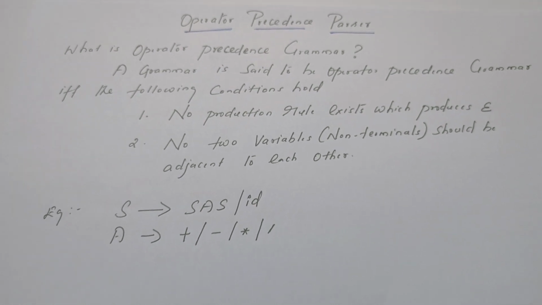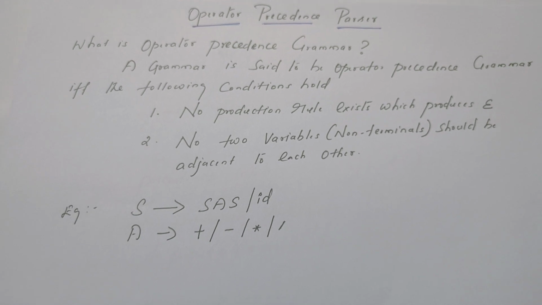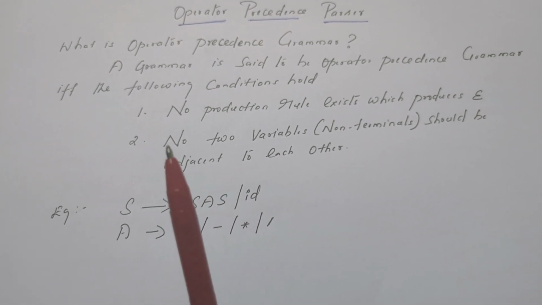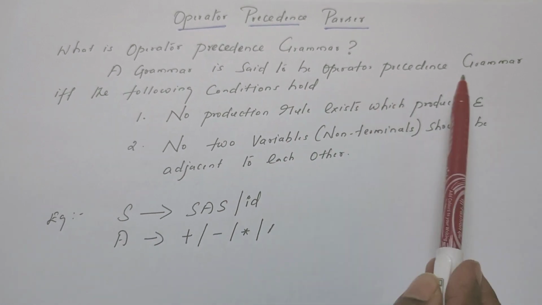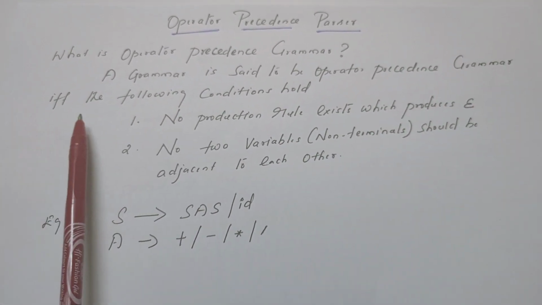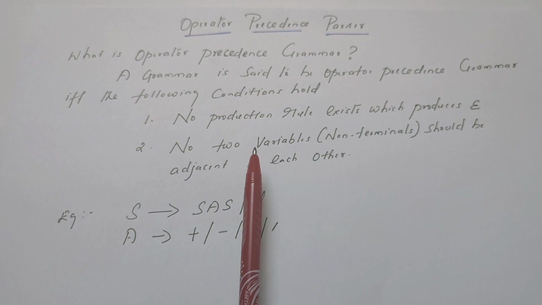Today in this video we are going to discuss operator precedence parsing. So first we have to know what is operator precedence grammar. A grammar is said to be operator precedence grammar if and only if the following conditions are satisfied.